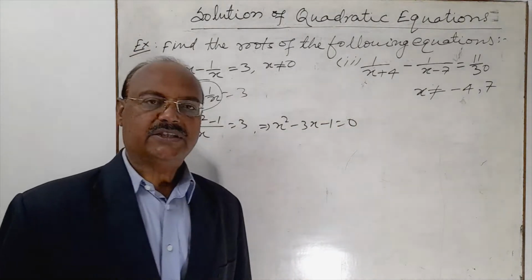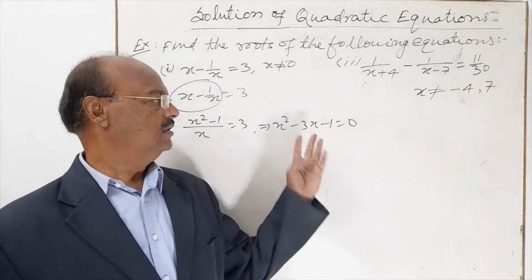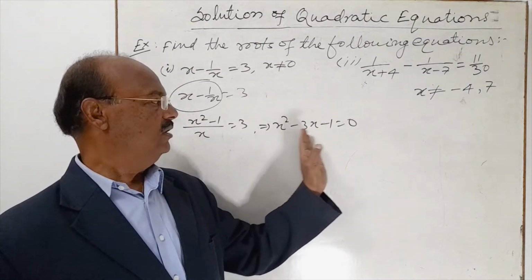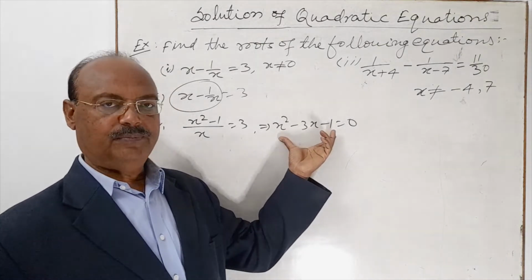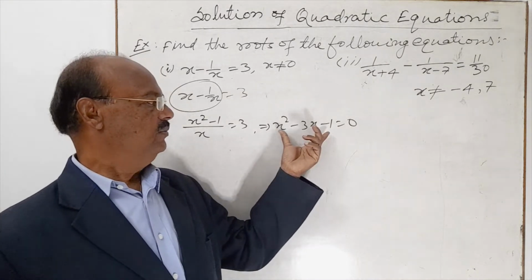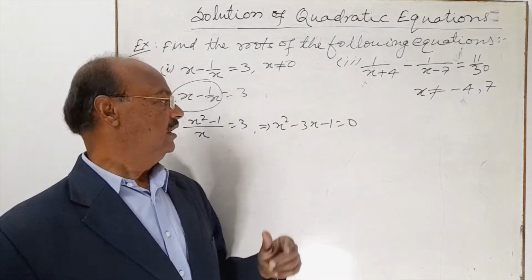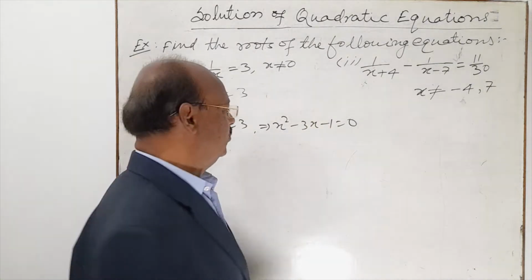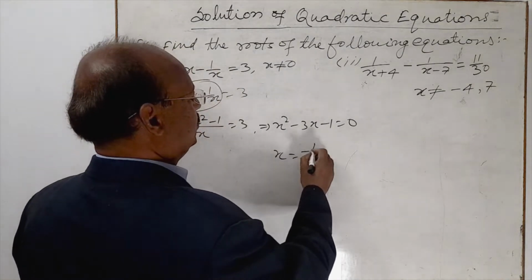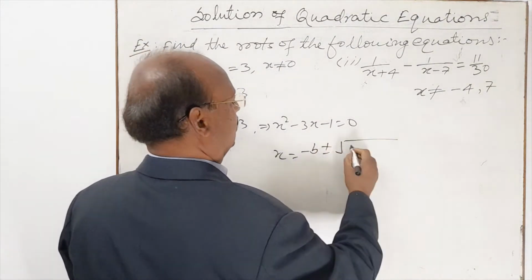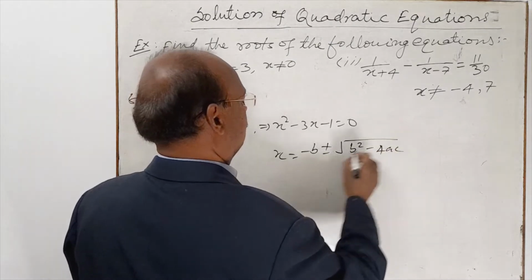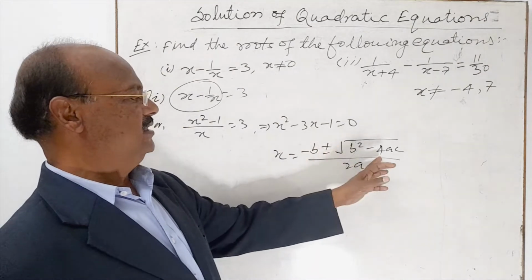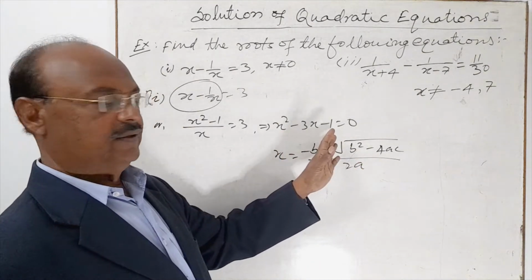Now as we have discussed in previous videos, there are three different methods for solving a quadratic equation. First, we can solve it by factorizing this expression. Second, we can solve it by completing the square method, and third, you can solve it by quadratic formula. The quadratic formula is like this: x is equal to minus b plus minus root over b square minus 4ac, divided by 2a. So here a, b and c, these are constants.